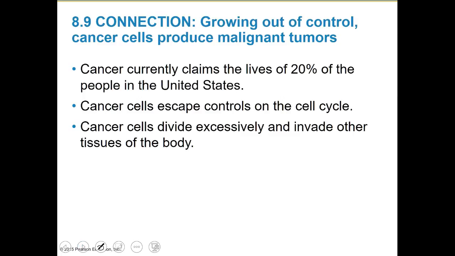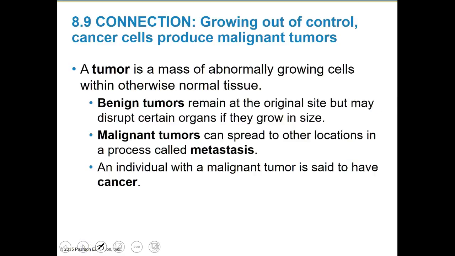All right, so the connection here is that cancer currently claims the lives of 20% of the people in the U.S., so it's 1 in 5. Cancer cells will actually escape controls of the cell cycle. All those little things, density dependence, all the checkpoints that we learned, cancer's just all like, no, I'm not doing that. It doesn't follow the rules. So cancer cells divide excessively and invade other tissues in the body. Let's see what that means.